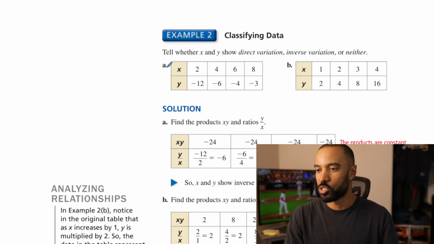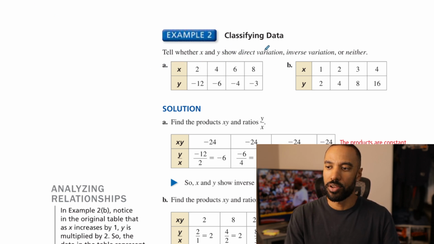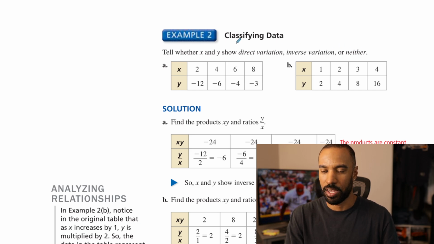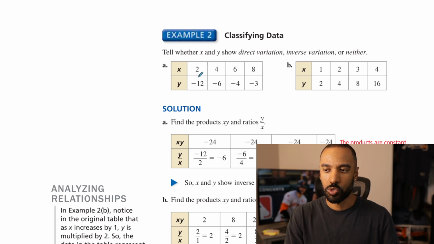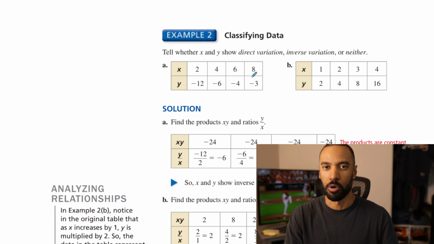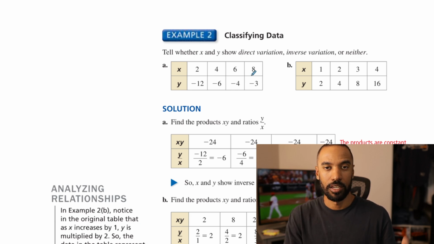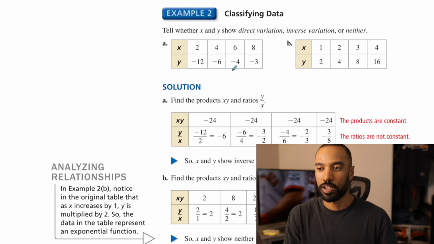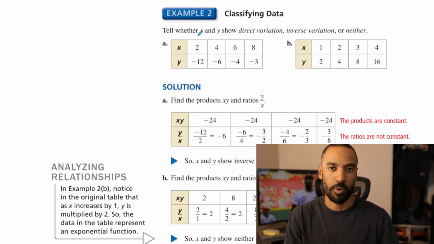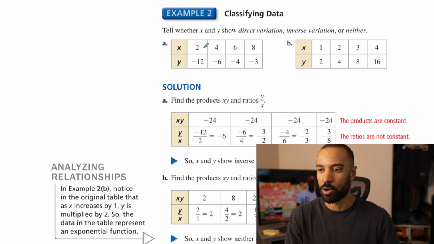So we have some examples with tables. They say, tell whether x and y show direct variation, inverse variation, or neither. Remember, these x, y tables mean for this x we get this y, for this x we get this y, etc. So we're probably going to have to do some tests. Let's multiply x with y, and let's divide y by x, and let's figure out if either of those sets are constant. If one of them is constant, then we can represent variation in that way.